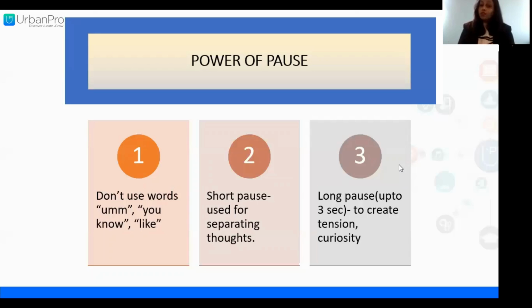Now, what's the importance of long pause? Long pause can be up to 3 seconds. And when should it be used? It should be used to create tension or curiosity. So tension, like you want to give some fact which is going to shock everyone. So at that time, you can use a long pause, for example, how many people died in that war, and then you give a long pause.